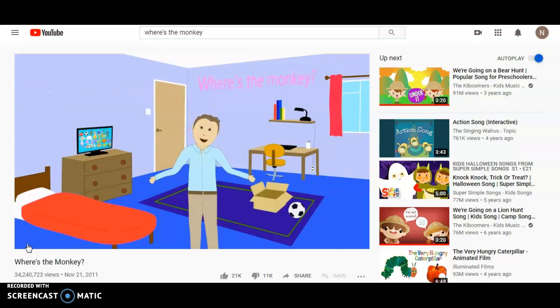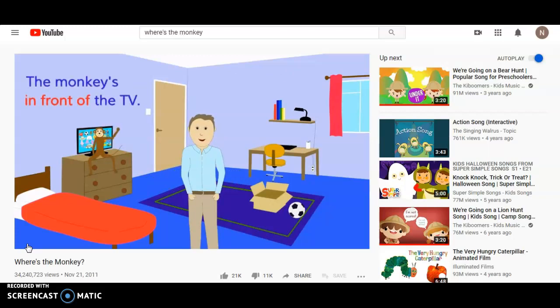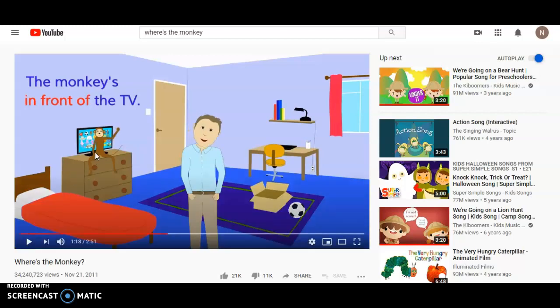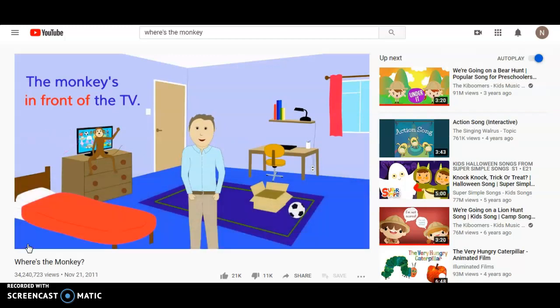Where's the monkey? The monkey's in front of the TV. Okay, here's the monkey and he is in front of the TV. Where's the monkey? There's the monkey. The monkey's in front of the TV.